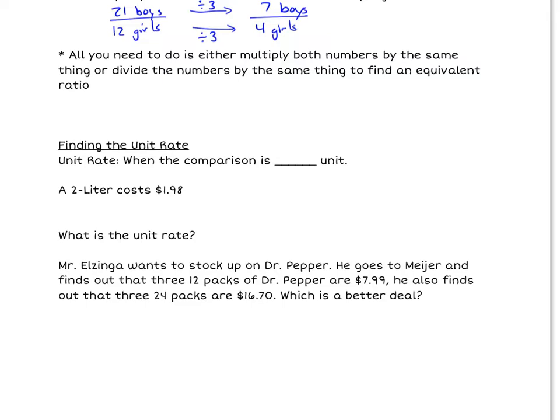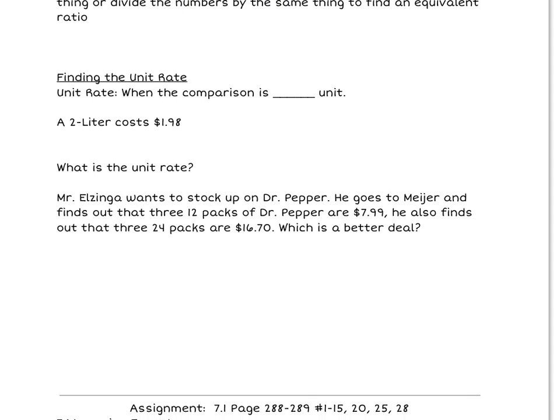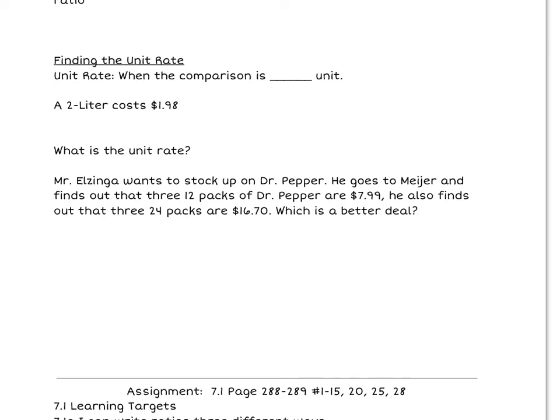The last thing in this section is finding the unit rate. A unit rate for us is if you were to just have one of them. So, for example, you go to the store and something says you can buy a 10-pack for a certain amount. Well, what would one pack cost? So that's a unit rate. A unit rate is when the comparison is to 1 unit. So a 2 liter consists of 2 different liters, 1 liter plus 1 liter, and it costs $1.98.